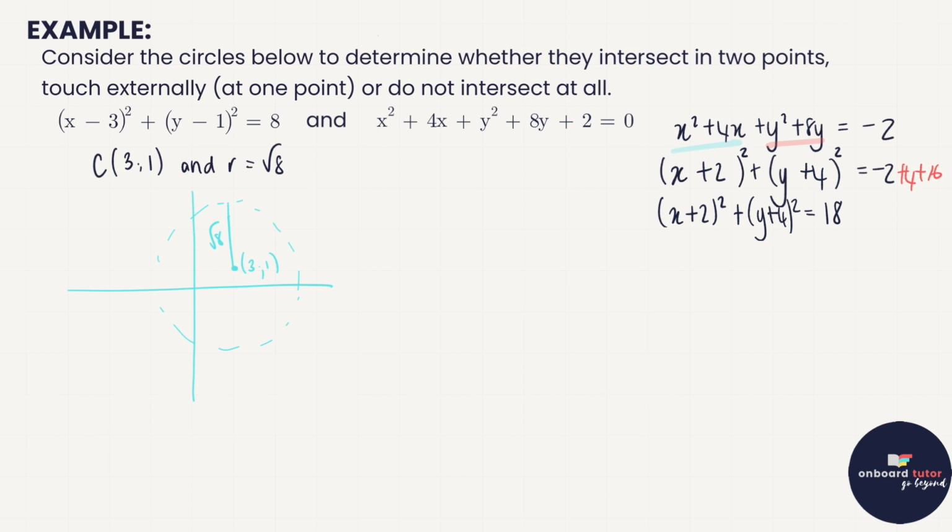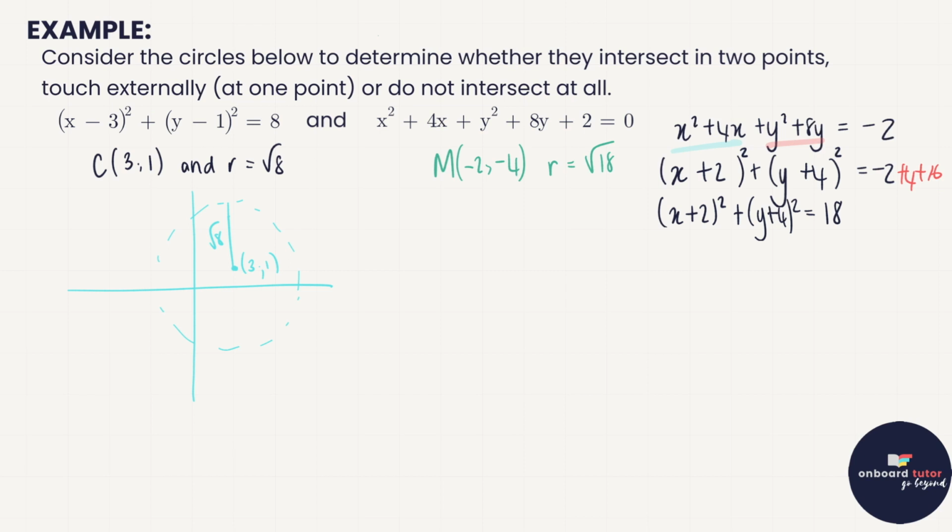Okay, and that's helpful because now I can picture my next circle where I have a center, let's call it M for midpoint because we already used C for the other circle. Okay, the midpoint here is minus 2, minus 4, and the radius is the square root of 18.